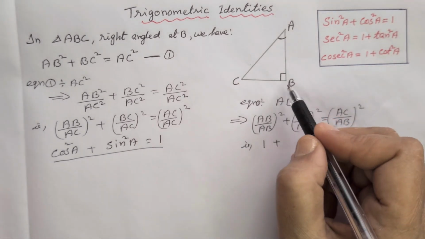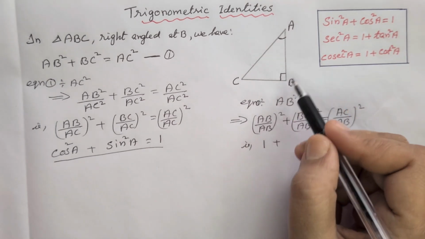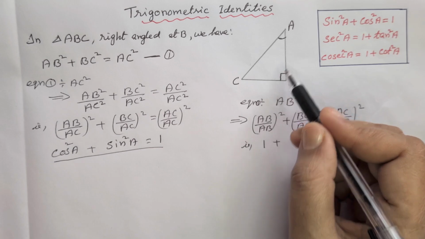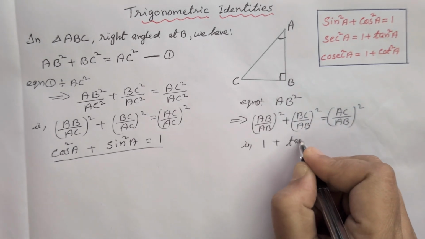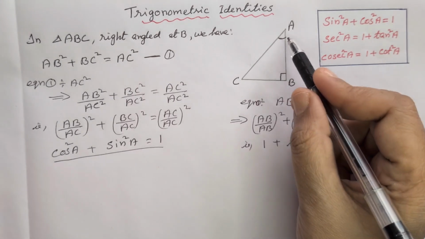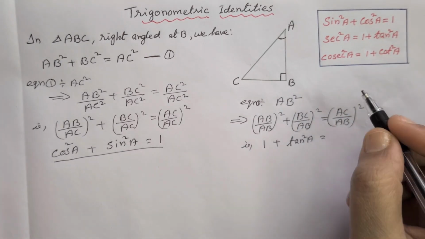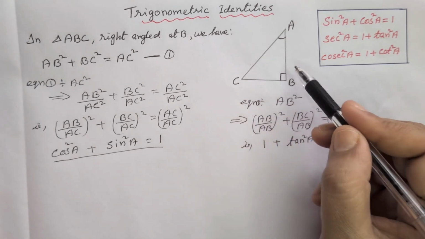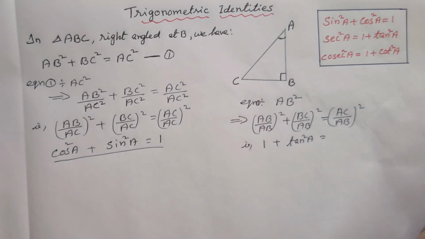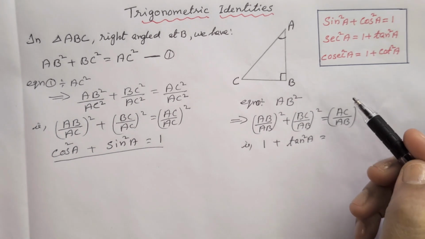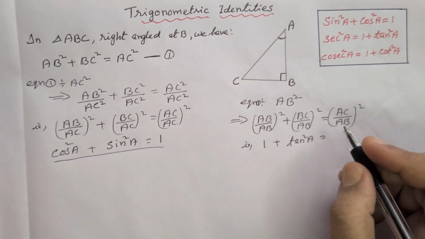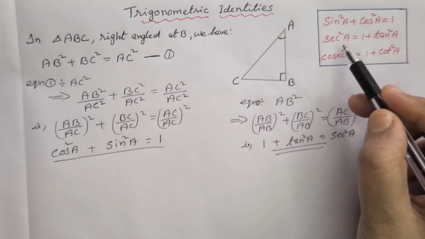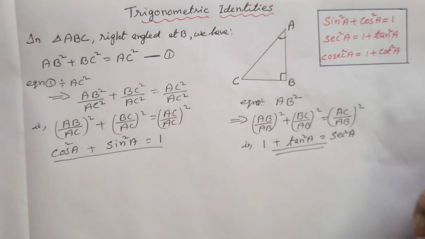BC by AB means opposite side by adjacent side. That means tan, so tan square A. We are taking all these ratios based on angle A. AC by AB, hypotenuse by adjacent side, that means sec, the reciprocal of cos. So it will come sec square A. That's the second identity: sec square A is equal to 1 plus tan square A.